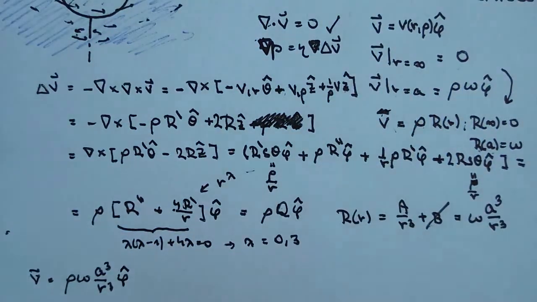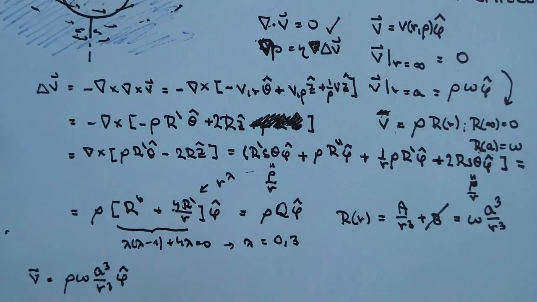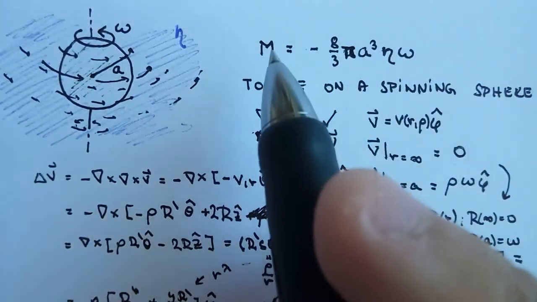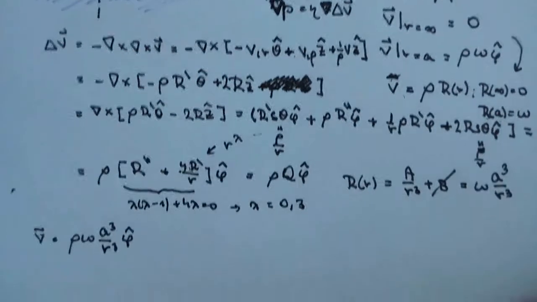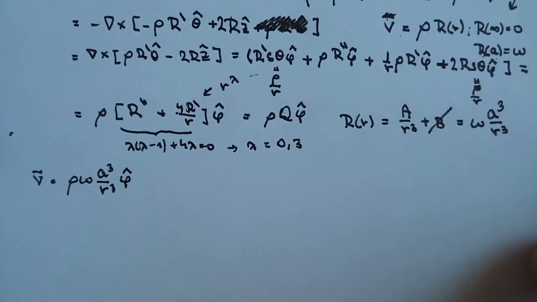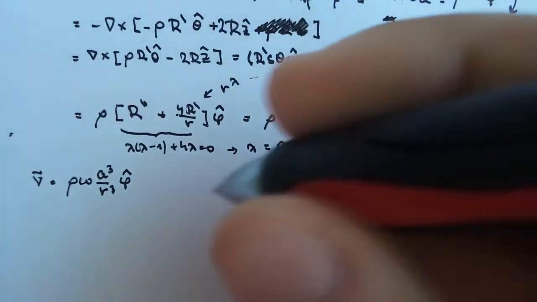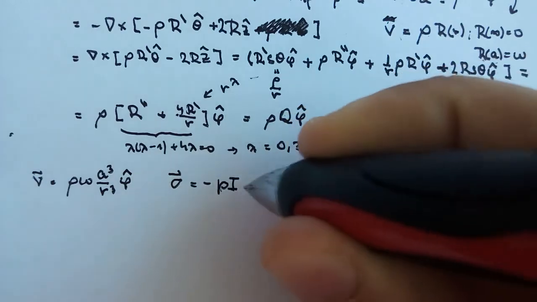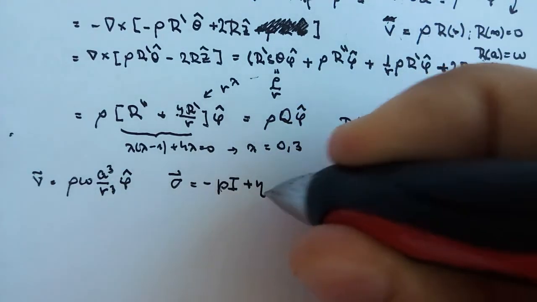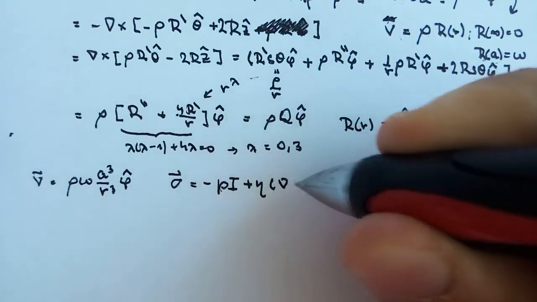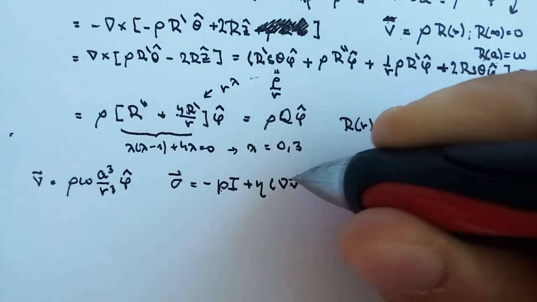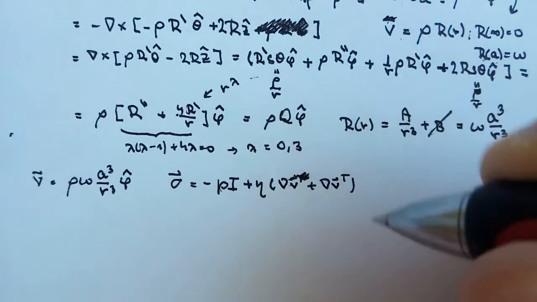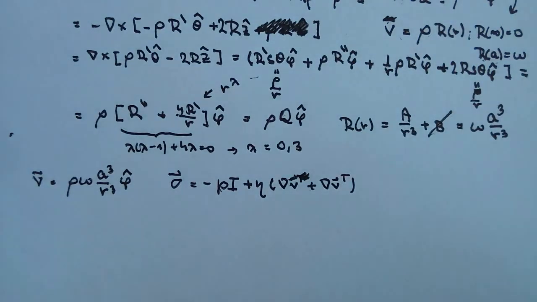That's this velocity vector. We have to now compute from this velocity vector field the torque, or the moment of force, exerted on the spherical body. It will be really easy, but you have to compute the stress tensor, which is again defined by this constitutive relation. So it's minus pressure times the identity matrix, plus eta, the dynamical viscosity, times gradient of V plus gradient of V transpose. That's our constitutive relation.